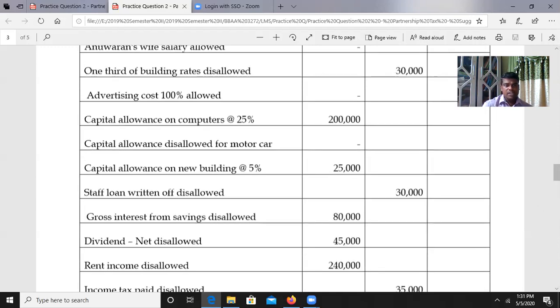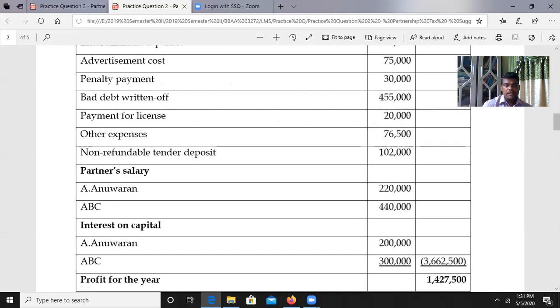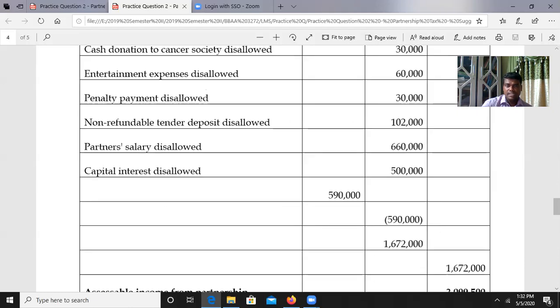Then the final one, which is related with the interest on capital, partners' capital interest. In this case, partners' capital interest cannot be allowed for the taxation. So that should be added with the accounting profit. That's why I included it in the plus column. You can see that I included it in the plus column. Capital interest disallowed.